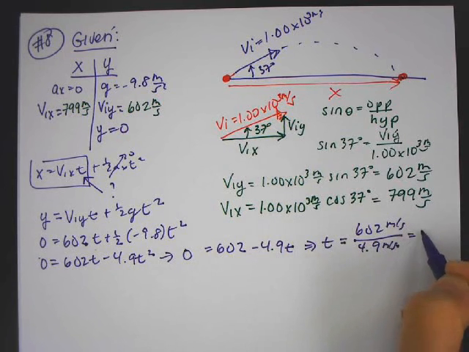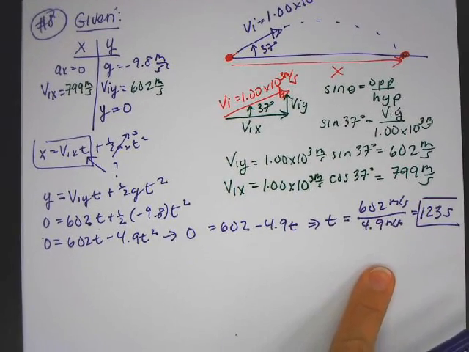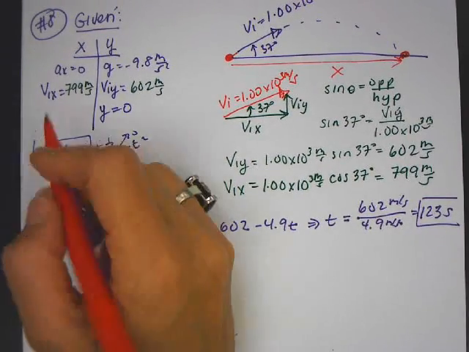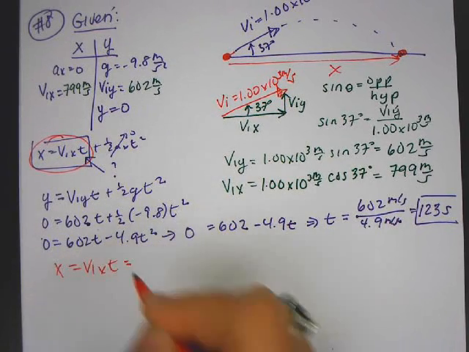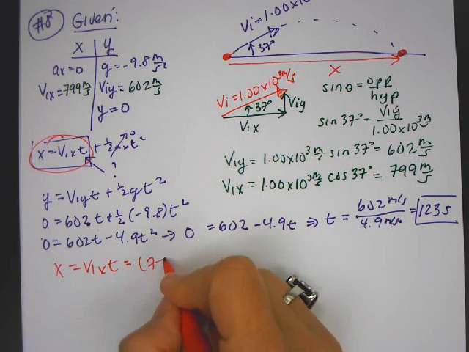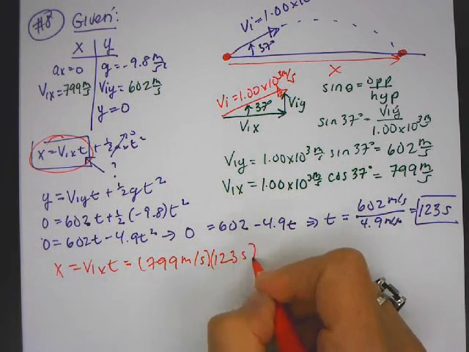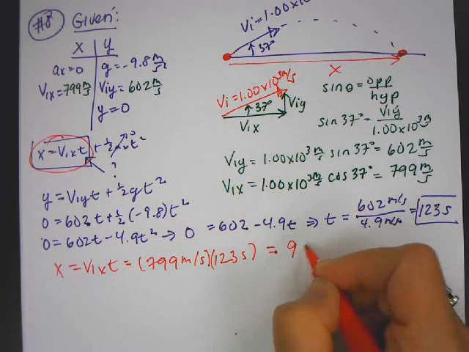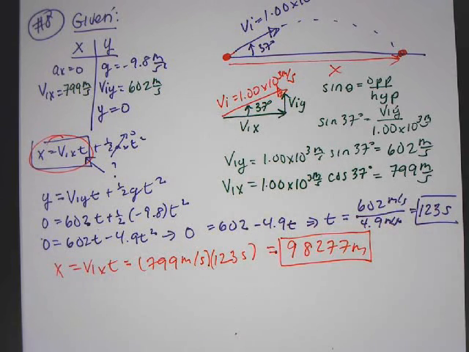So t comes out to be 123 seconds. Once I do that, I can go back to this equation here and say x is equal to vix times t, which would be 799 times 123 seconds, and it comes out to be 98,277. Because it's a big number, sometimes we just express it in kilometers, but you don't have to. You can leave it in meters.